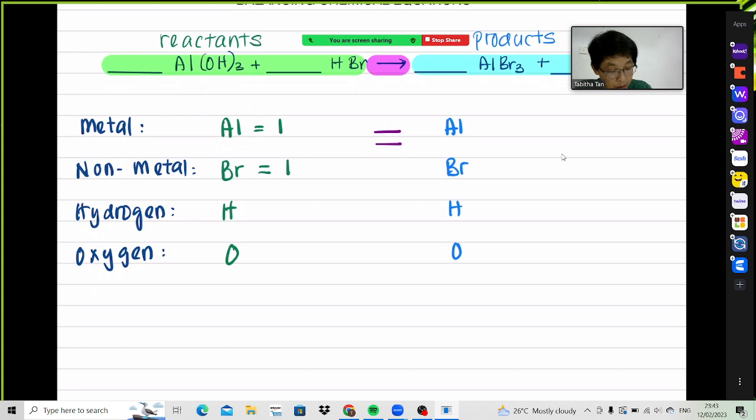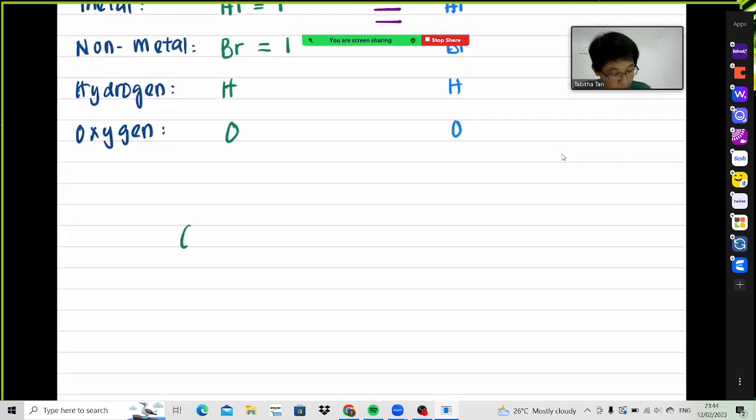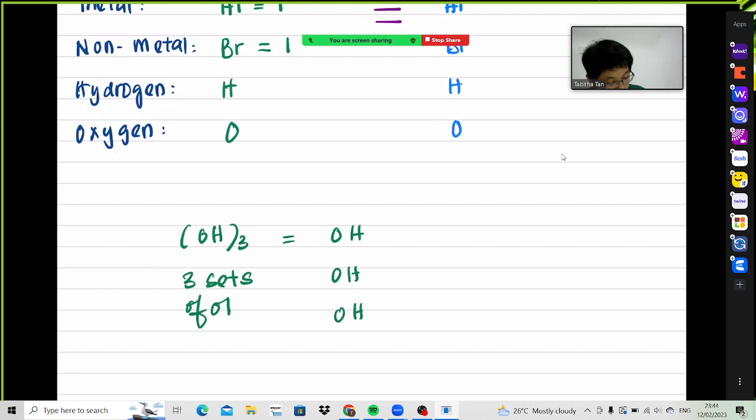Let's go to count hydrogen with a bracket there. That means there are three sets. Three sets, meaning OH, OH, OH. Okay, let me list it down. The OH with a bracket 3 is actually OH, OH, OH. That means 3 sets. Okay, this is 3 sets of OH.